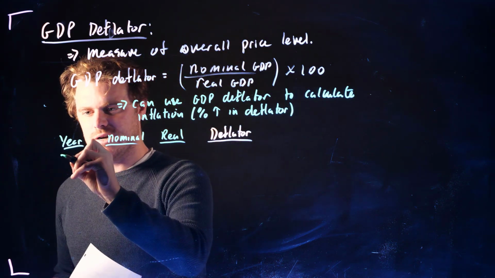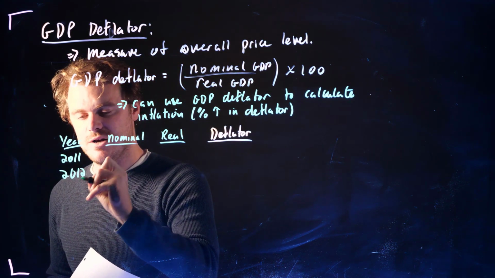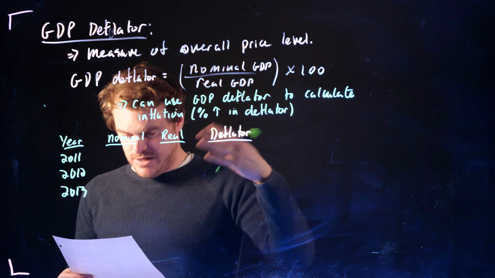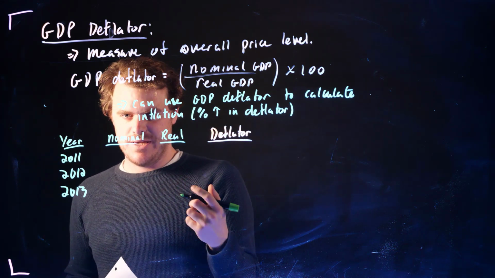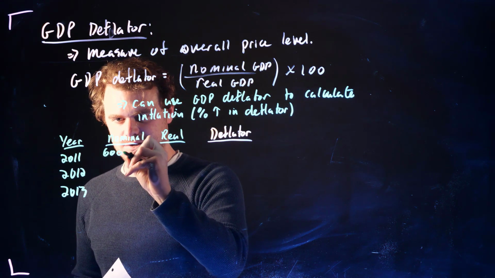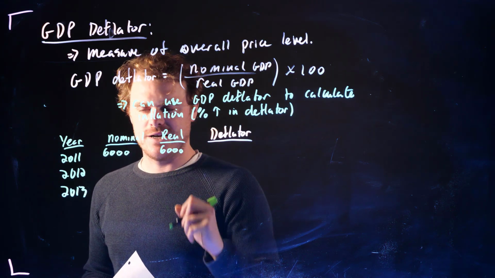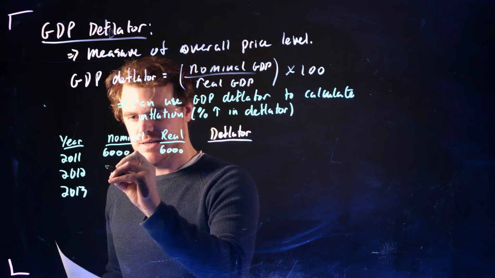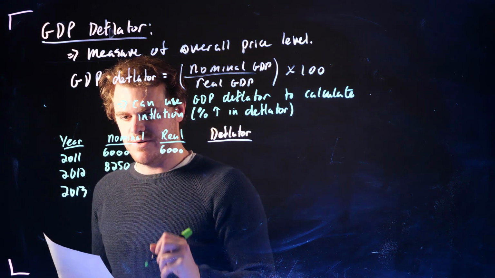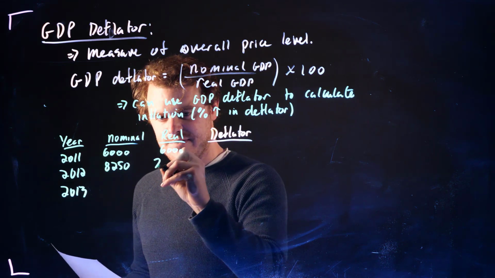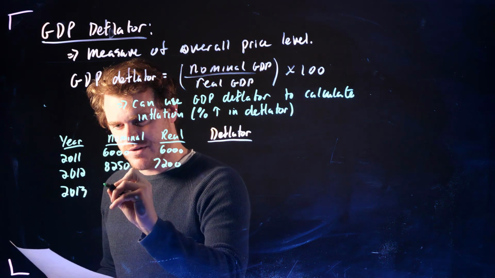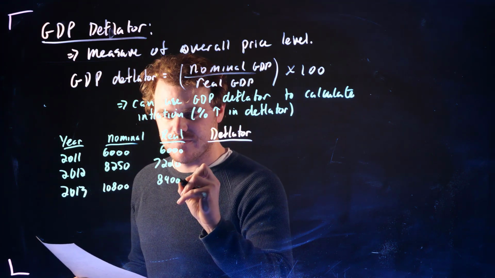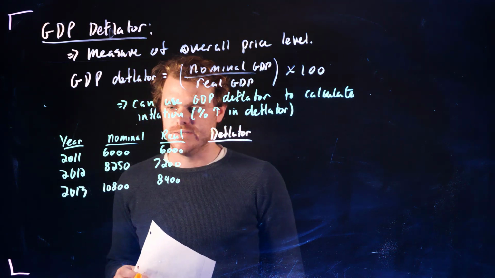All right, so we had 3 years, 2011, 2012, and 2013. We learned how to calculate nominal and real GDP, so I'm just going to fill it out. Just remember, 6,000 was our base year, so nominal and real were each equal to 6,000. The nominal in 2012 was 8,250, while the real was 7,200. And in 2013, the nominal was 10,800 and 8,400 in terms of real GDP.